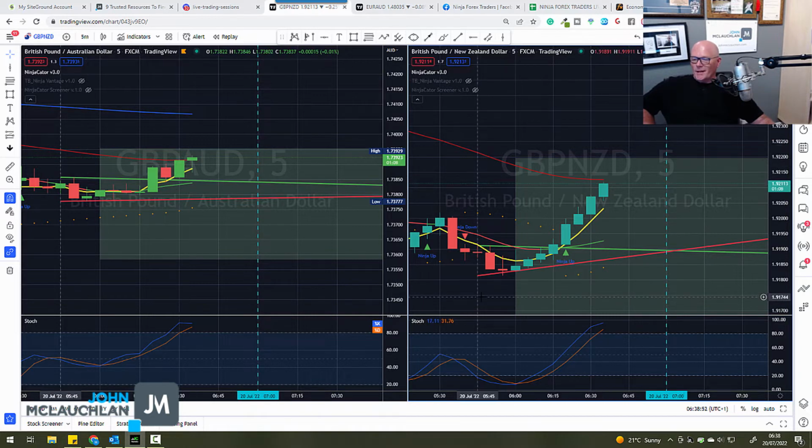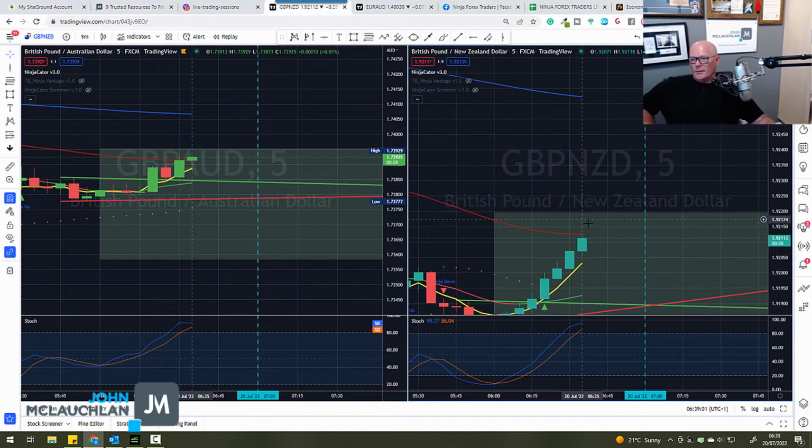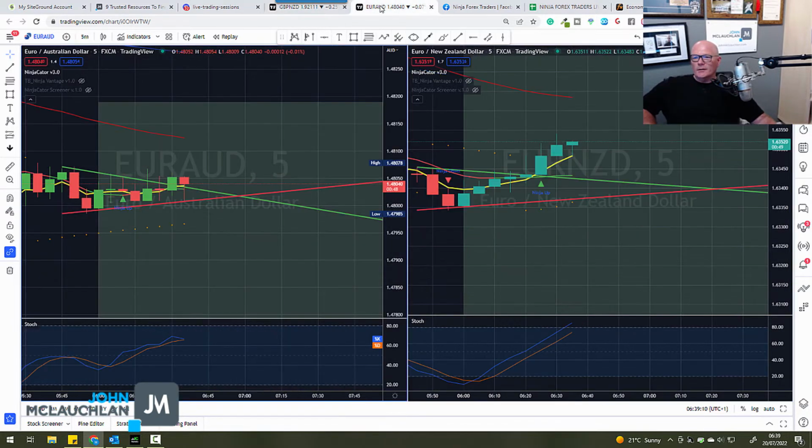So what we can potentially do is see how this performs at this level, and then if we have clear air above, then again potentially we could get another trade as it goes up to the next moving average, the blue one, the 200. Okay, but right now let's go and have a look at the euro New Zealand dollar. That's making its move, and we want that one to go up to this moving average. That would be a nice move for us.